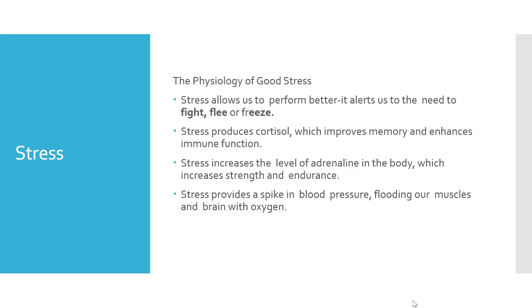I'm going to skip over to the next slide here, physiology of good stress. So what we're looking at, why are we saying that stress is good sometimes? What we're saying is that stress allows us to perform better because it makes some of those hormones that make us more alert. Stress produces cortisol, which improves memory and enhances your immune system. Okay. Stress increases the level of adrenaline in your body, which increases strength and endurance. It also provides a spike in blood pressure, which sends more blood towards your muscle and brain. And of course, that is going to increase the amount of oxygen that your muscles and brain are receiving. So that is good, right?